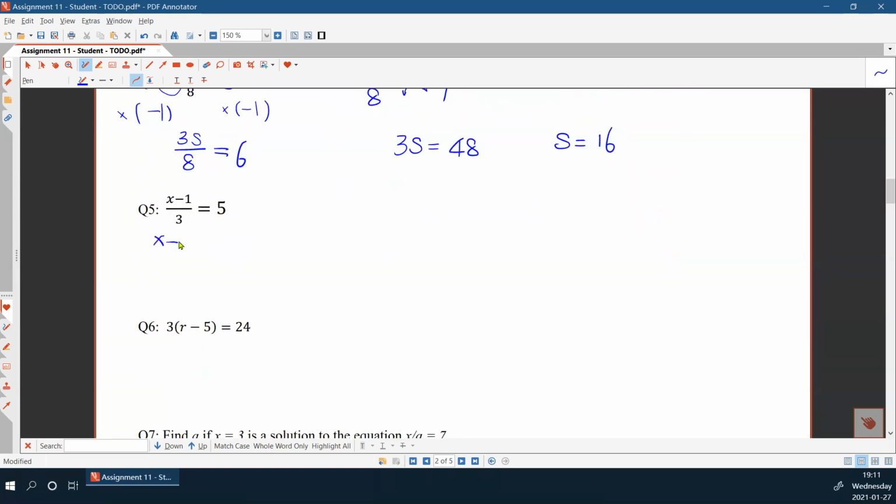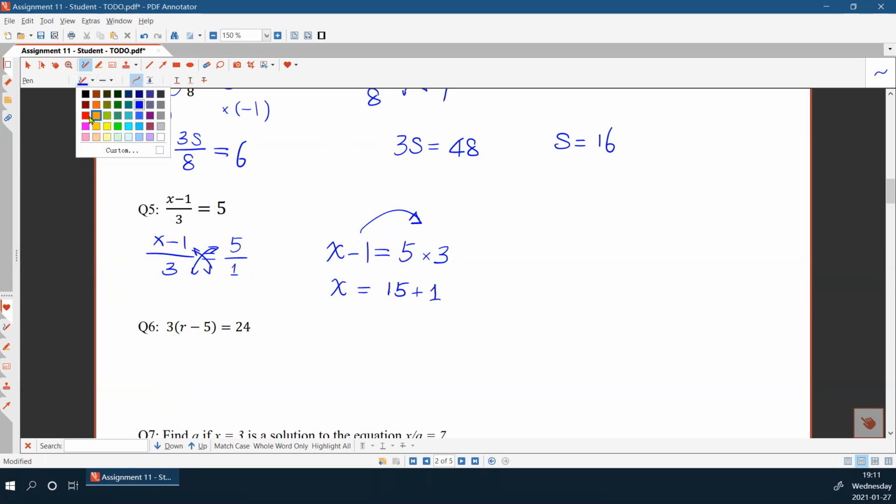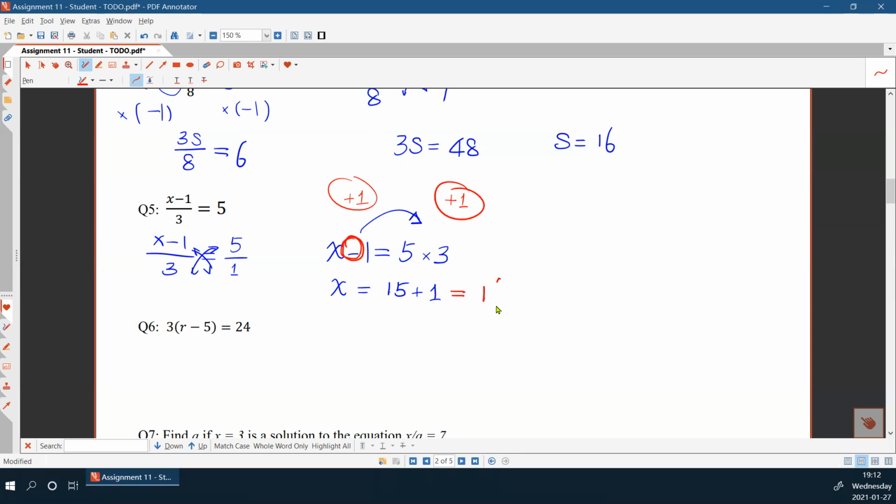Okay, next one: x minus 1 over 3 equals 5 over 1, right? So again, by the multiplication method, this gives us x minus 1 equals 5 times 3. You can put minus 1 to the right-hand side of the equation. This gives us 15 plus 1. Pay attention to the sign here. This is a minus, and when you put it to the other side of the equation, it becomes plus 1, because in essence you add 1 to both sides of the equation. So the final result is 16.